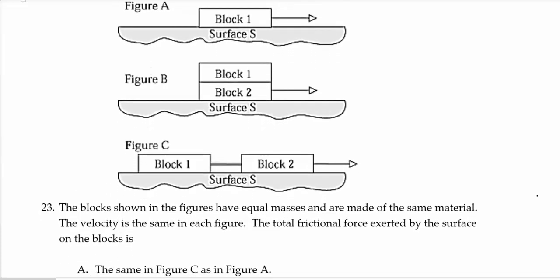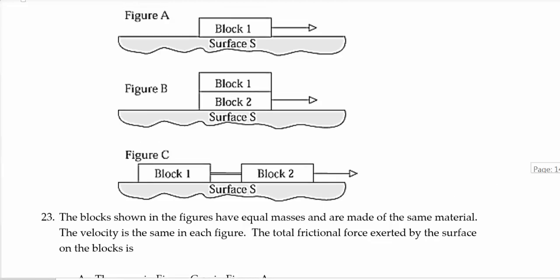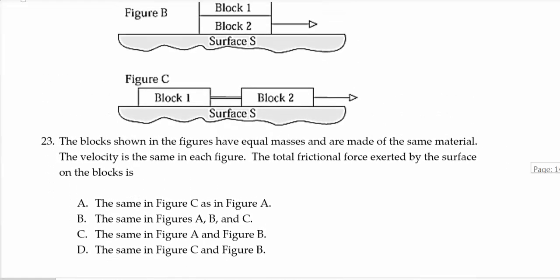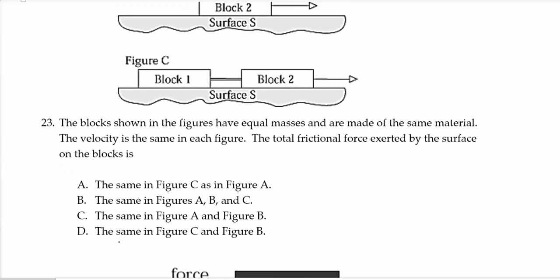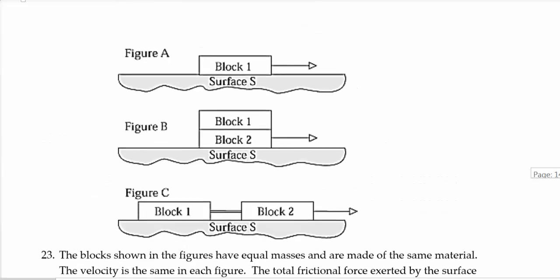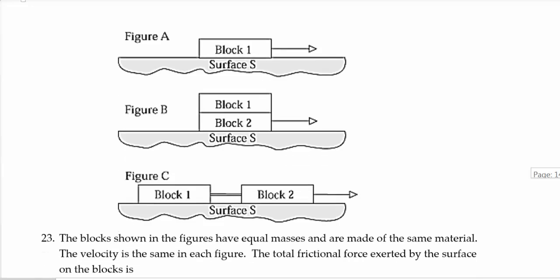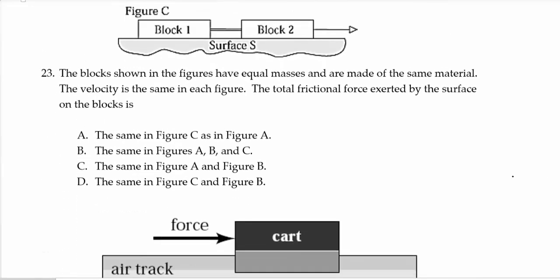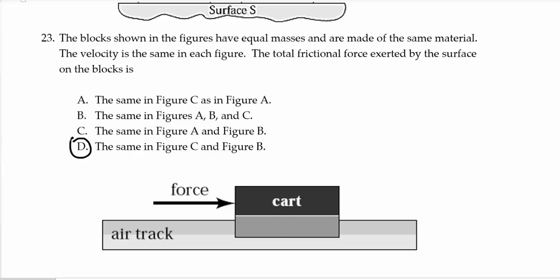Now, the diagram. The blocks shown in the figure have two equal masses and are made of the same material. The velocity is the same in each figure. The total frictional force exerted by the surface on each block is, I love this question, it's D. Wait, C and B? Yeah. Wait, the answer choice is D. Yeah, it's D. I like your confidence.